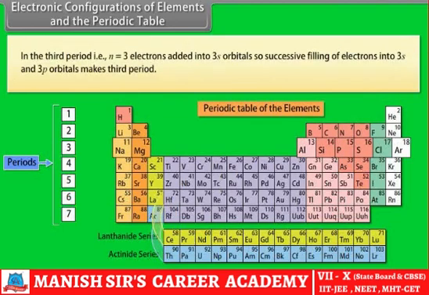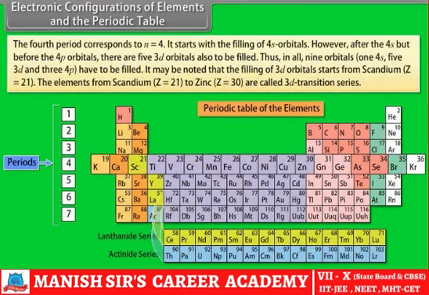In the third period, that is, n equals 3, electrons are added into 3s orbitals. So, successive filling of electrons into 3s and 3p orbitals makes the third period. The fourth period corresponds to n equals 4. It starts with the filling of 4s orbitals.